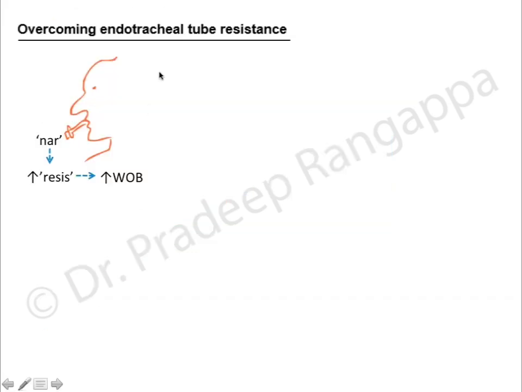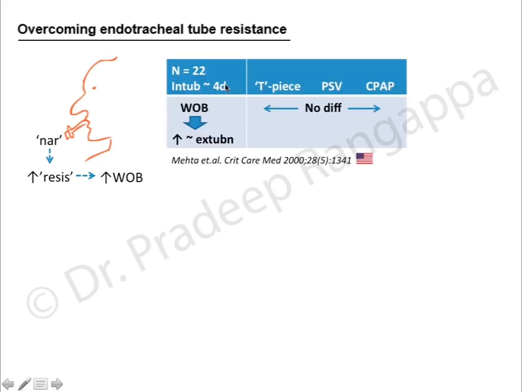So how about overcoming endotracheal tube resistance? What they found is when you have a narrow ET tube, there is an increase in the resistance and an increase in the work of breathing. So this was a small study of 22 patients where they found when a patient is intubated for a little longer time of 4 days, the work of breathing was found to be much higher, and even post extubation there could be a risk of extubation failure.